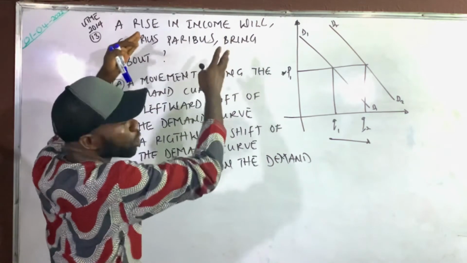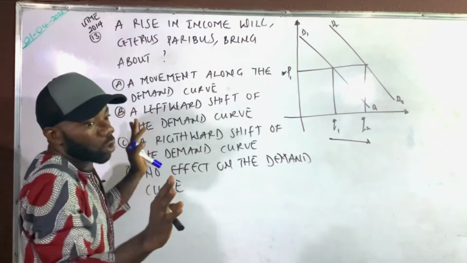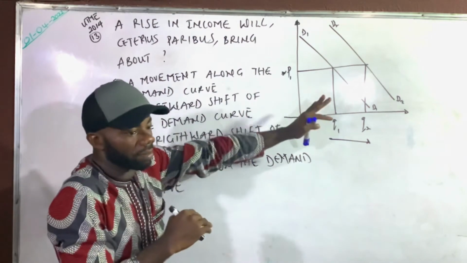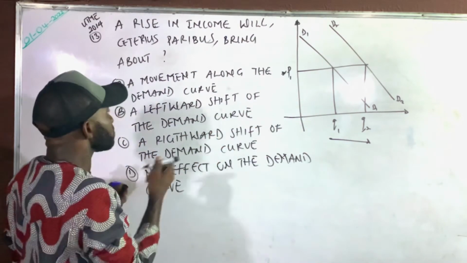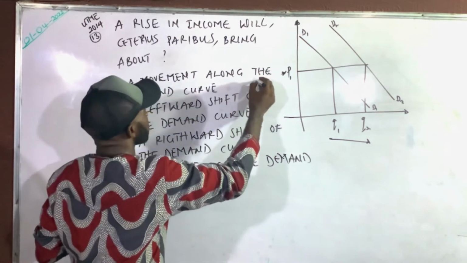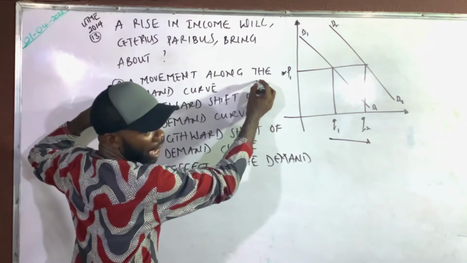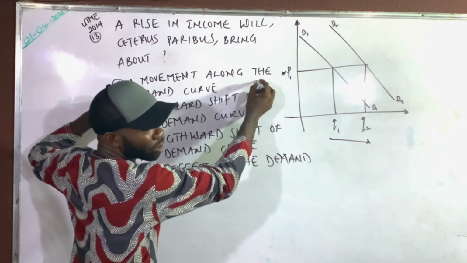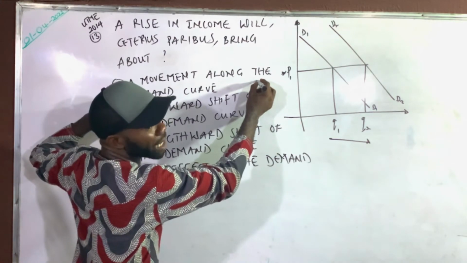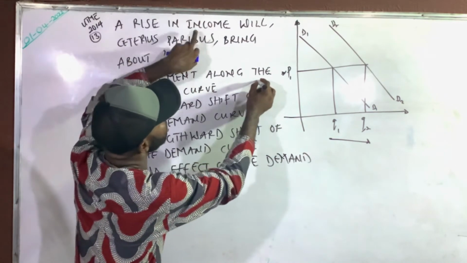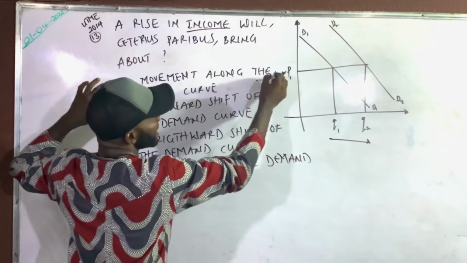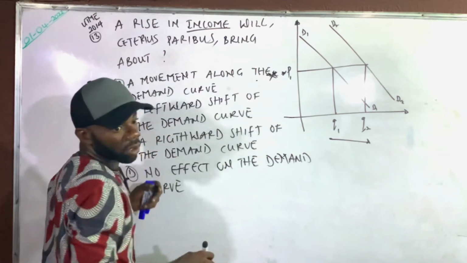This rise in income has nothing to do with quantity, right? It means that we're dealing with change in demand. Change in demand does not have business with movement along the demand curve. Why? Because movement along the demand curve has price as its determinant. But the reason why this is rising is because of what? Income. So because income is not price, this cannot come in.